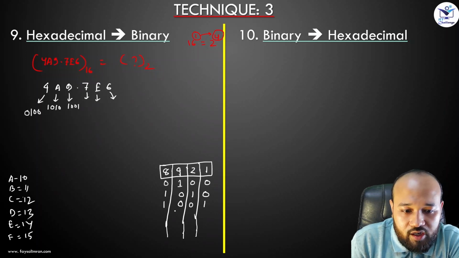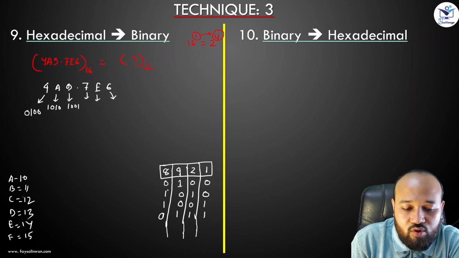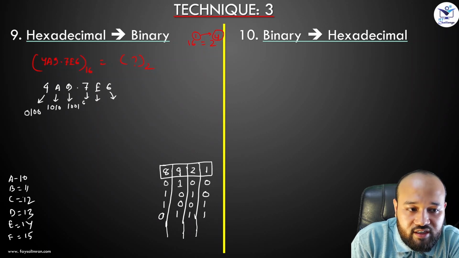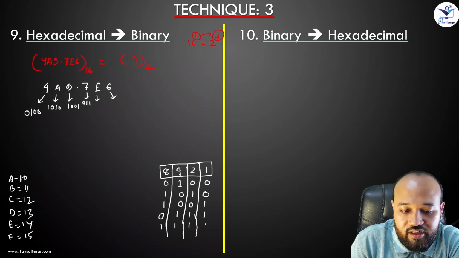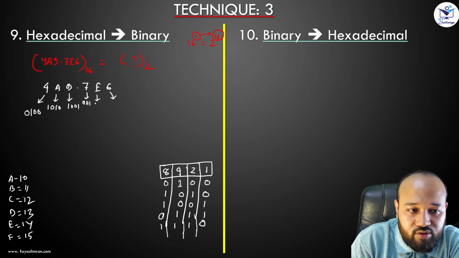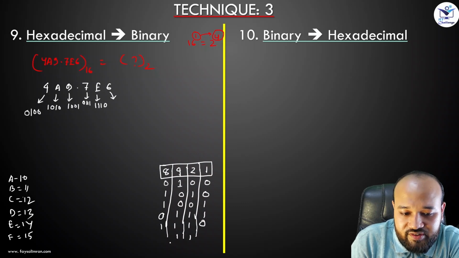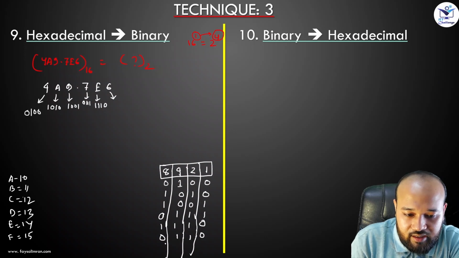For 7, we have to make it this way. So 4 plus 2 is 6, 6 plus 1 is 7. So here we don't need this column, here is 0. So 0111 is the correct binary for 7. Also E indicates 14. So 14, how can we get it? 8 plus 4 is 12, 12 plus 2 is 14. We don't need this column, so 1110 is the binary for E. Also we need 6, so 4 plus 2 is 6, so we don't need those columns. So here the result is 0110.